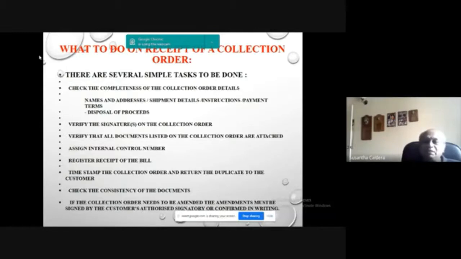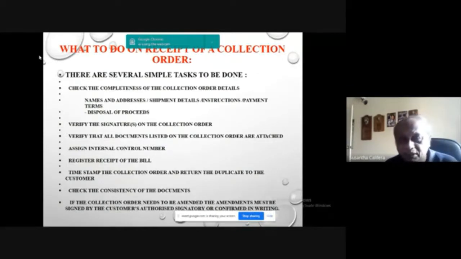Verify that all documents listed on the collection order are attached. Assign internal control number. Register receipt of the bills. Right? Then timestamp the collection order and return the duplicate to the customer. I don't have to tell you more. It's very simple. Check the consistency of the documents. I have explained to you.